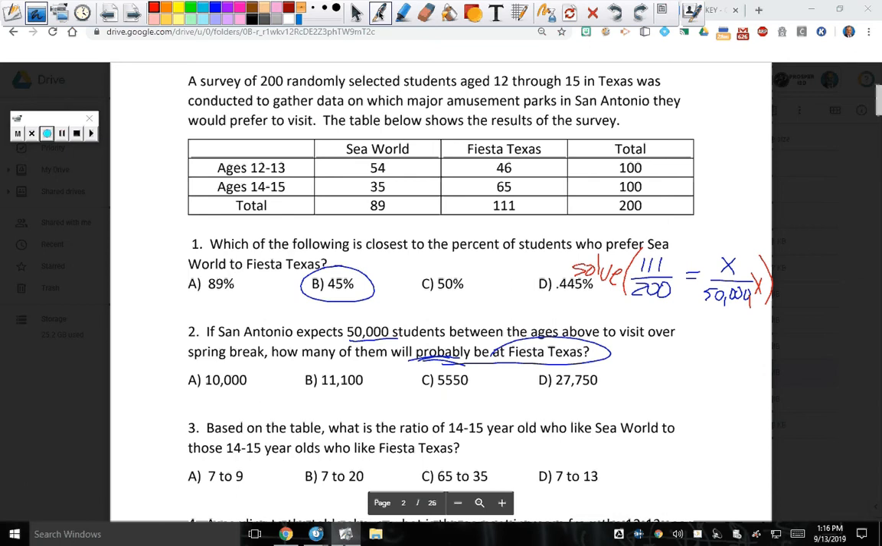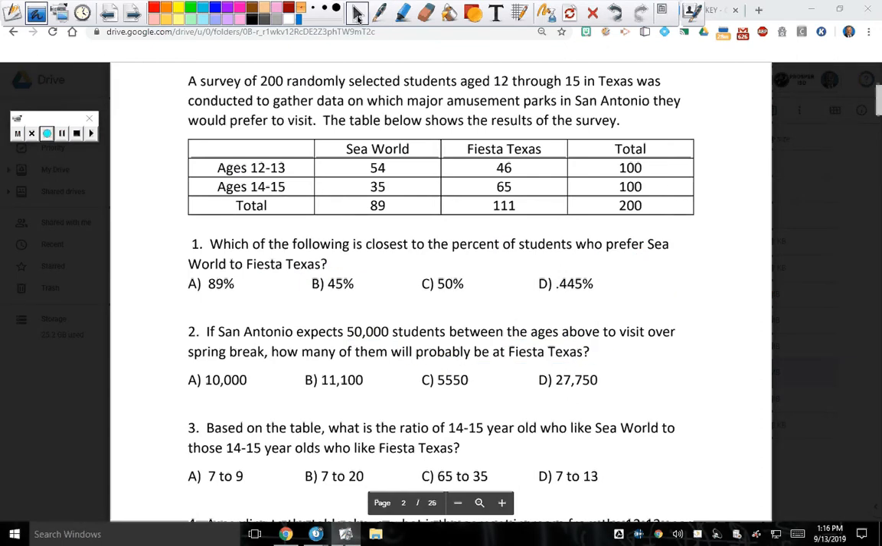So our answer for that, anyone? D. You could have also just looked at the fact that it's the only one over half of 50,000. However you want. There's many ways to look at it for sure. All right. Next one.